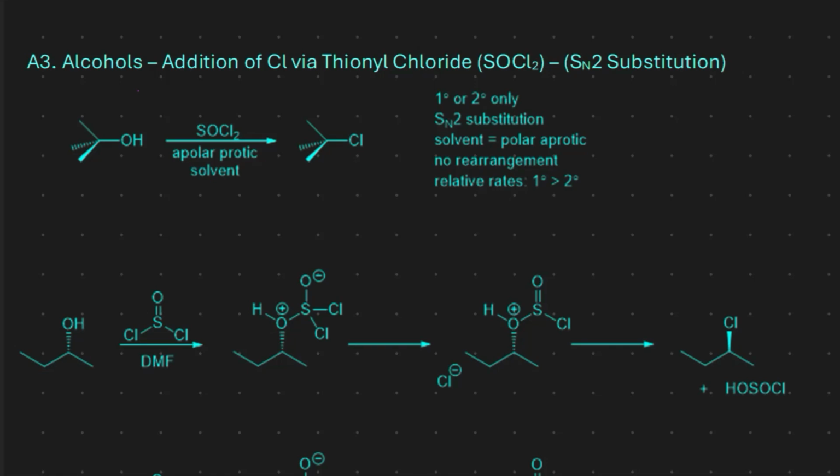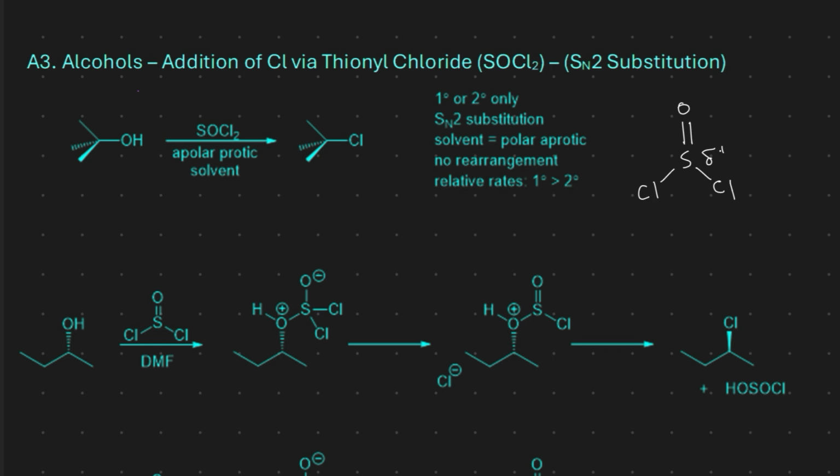Right, so today we are going to look at another alcohol reaction. This is the addition of chloride via thionyl chloride, or SOCl2. That looks like what you can see down there, but it's a double bonded sulfur and oxygen with two chlorides. And so this is a very interesting reagent.